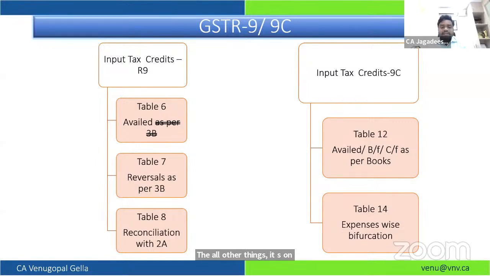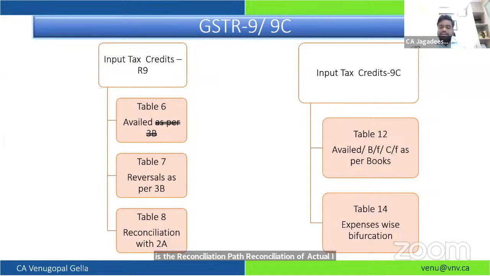And in table 7, reversal as per 3B: all the reversals you have made as per 3B, you need to report in table 7. And table 8 is the reconciliation part, reconciliation of actual ITC availed with 2A.